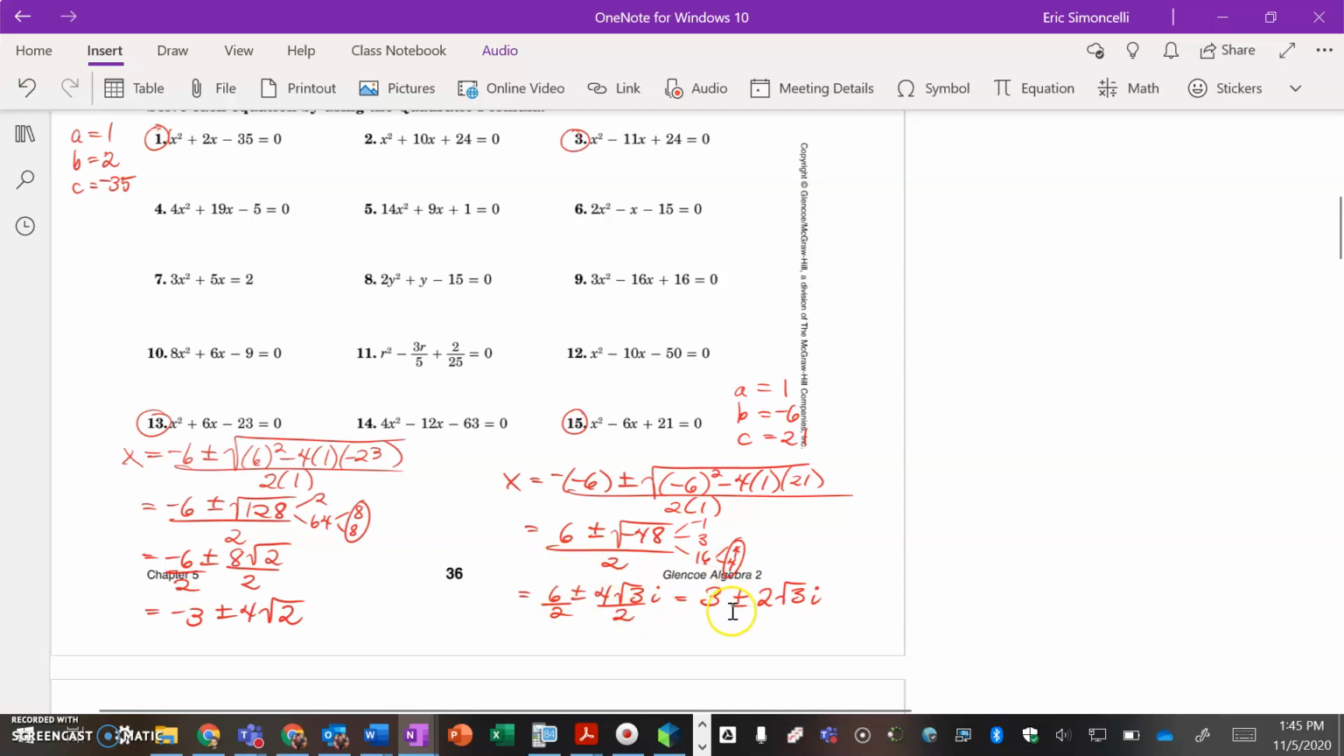So 6 halves is 3, 4 halves is 2. The two solutions are 3 plus 2 root 3i and 3 minus 2 root 3i. We all need to be familiar with imaginary zeros as answers. Okay, this is a very important result that speaks to, again, not only the parabola not touching nor crossing the x-axis, however, the two zeros are conjugates of each other, complex conjugates, because they always come in pairs, if you recall.